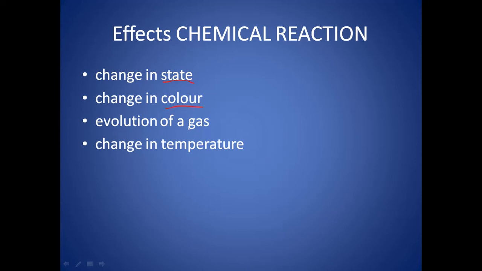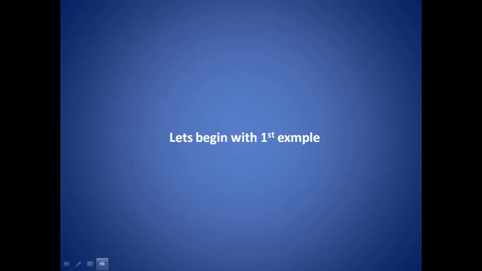Then there is also evolution of gas. Many times when a chemical reaction happens, there's some kind of gas, some kind of vapors given off. Also, some reactions cause a change in temperature. Some increase the temperature, some decrease the temperature. That is called a change in temperature. These are all effects of chemical reactions. Keep that in mind. Okay, let's begin with the first example which has been given in your book.